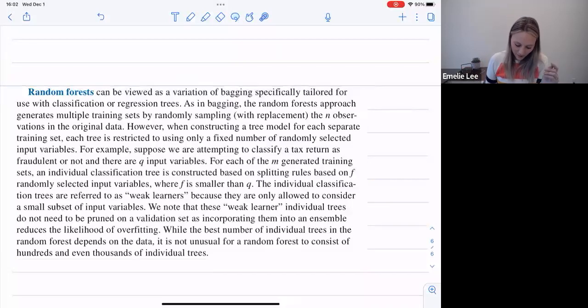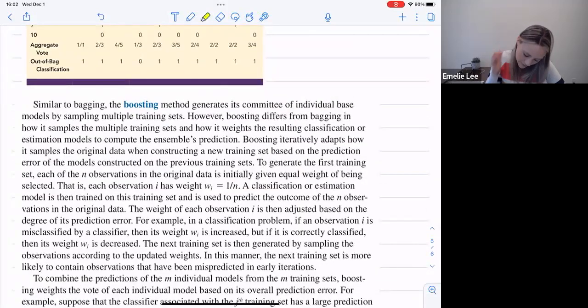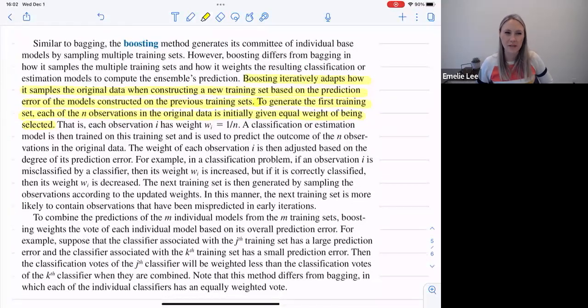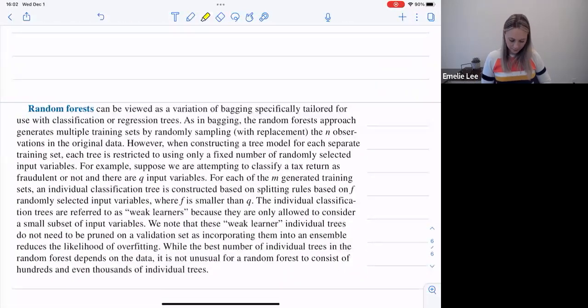So a random forest generates multiple training sets, and maybe I didn't highlight how boosting differs from bagging. Boosting iteratively adapts how it samples when constructing the training sets. Here, I'll just highlight what I said, just so you have it there. Okay, that's what I wanted to do here.